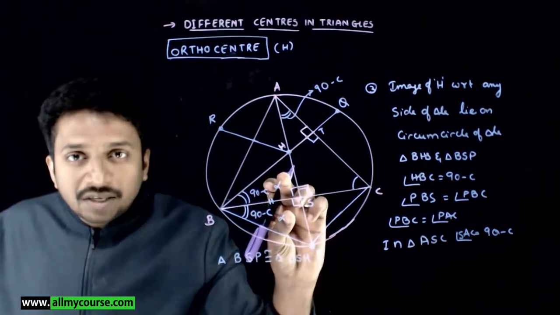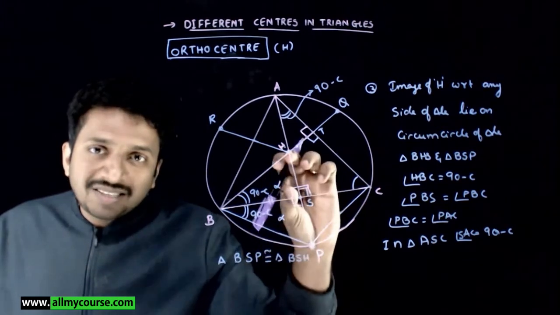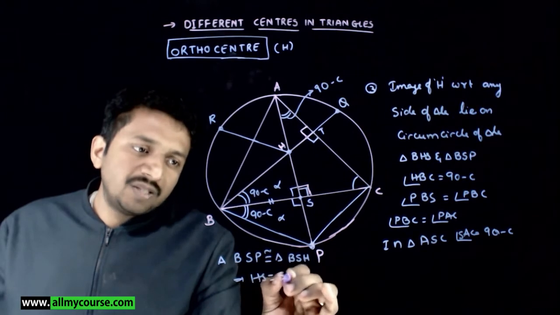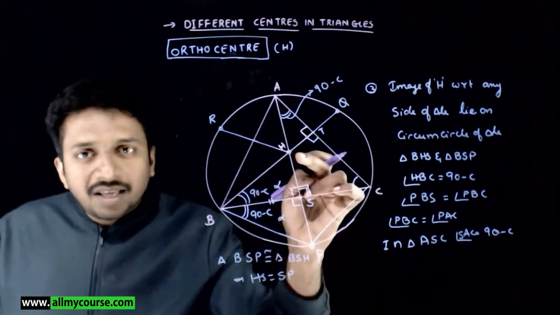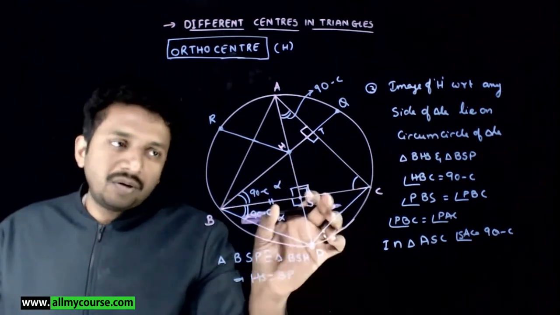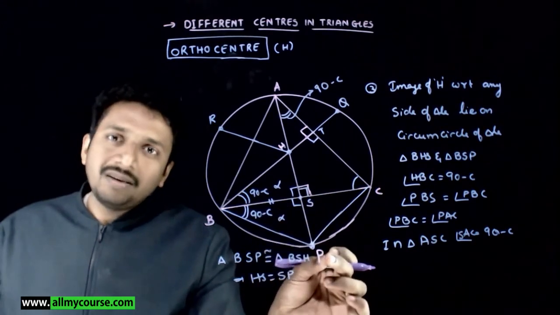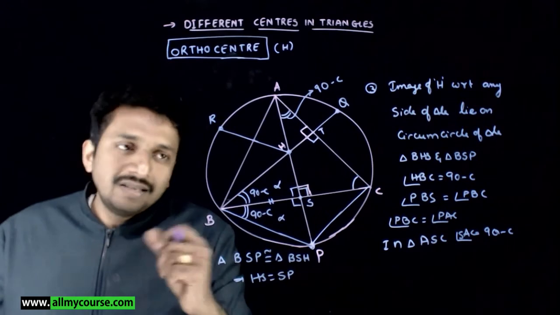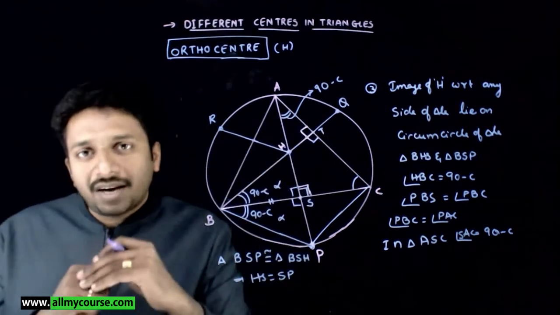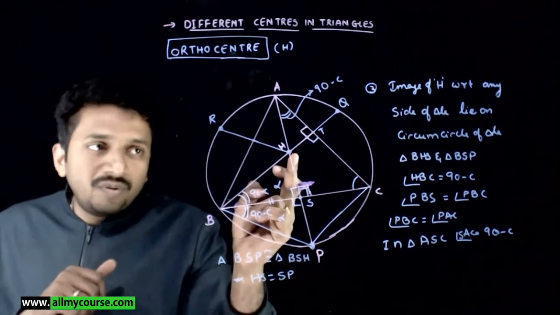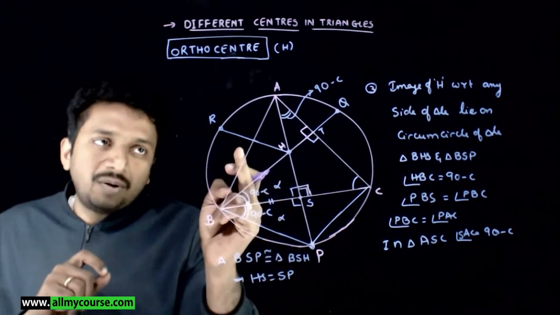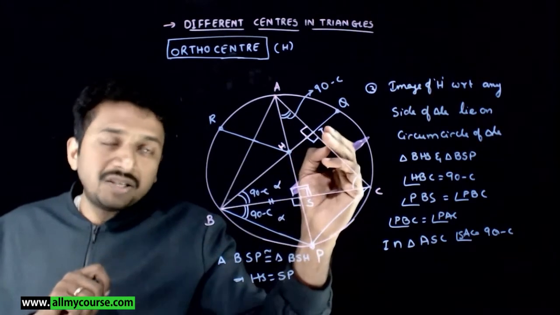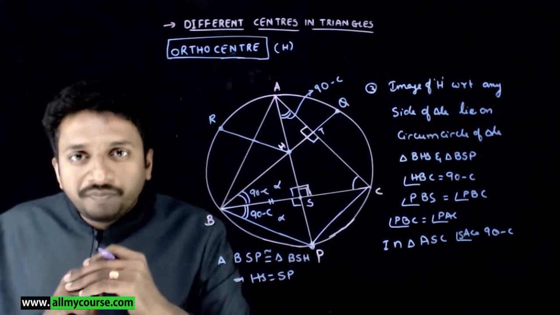So these two triangles are congruent, hence the corresponding sides are equal. HS is equal to SP. Hence, the image of H about BC is nothing but P, which lies on the circumcircle of the triangle. Similarly, you can prove the other conditions also. So you can prove that the image of H about AB will be R and the image of H about AC will be equal to Q.